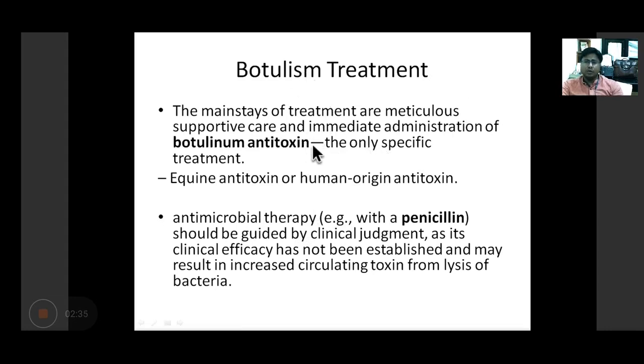So that's why it is said that in botulism treatment, the only specific treatment is botulinum antitoxin. You have to give it earlier so that if you are giving antimicrobial therapy as well, and if there is overspilling of toxin from the bacteria, again, because botulinum antitoxin is there, it can be used.